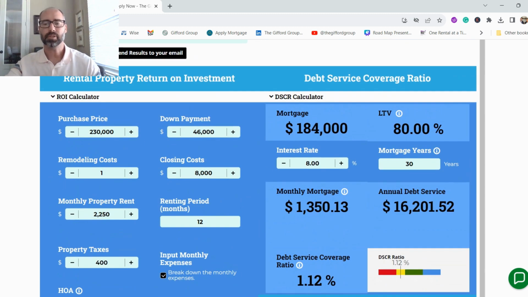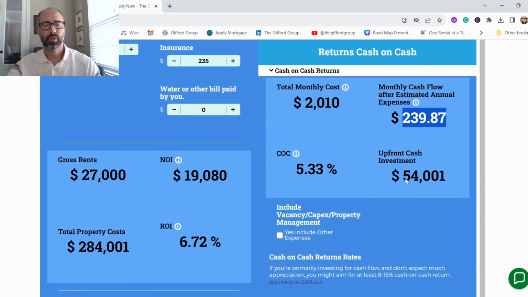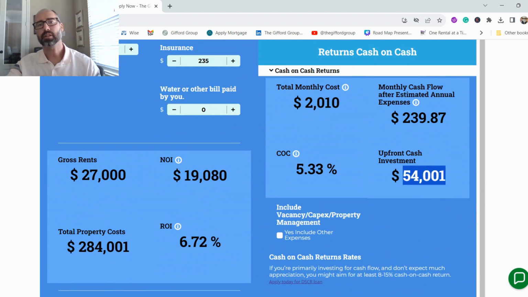But you could buy a property here. You could buy this $230,000 property. You've got to put your total cost to acquire the property over here, $54,000. So you do need some cash, obviously, when you're buying. I know a lot of people think, well, I want to buy real estate with zero down.